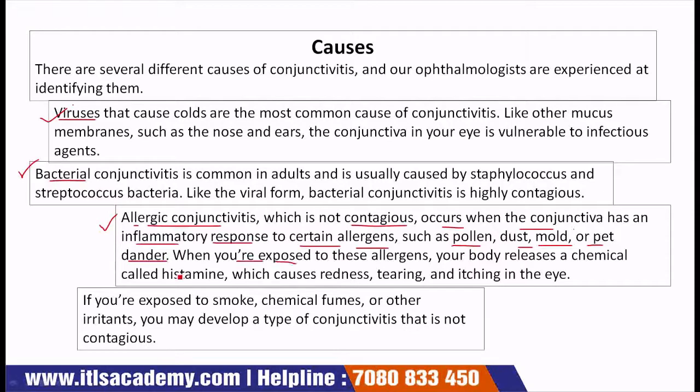When you are exposed to these allergens, your body releases a chemical called histamine. Histamine is a chemical which is released in the case of allergy. In immunology, we have studied that IgE antibody is responsible for the allergic responses. In the case of allergy, this immunoglobulin activates and releases histamine, heparin, serotonin that are the main agents that fight against any allergy.